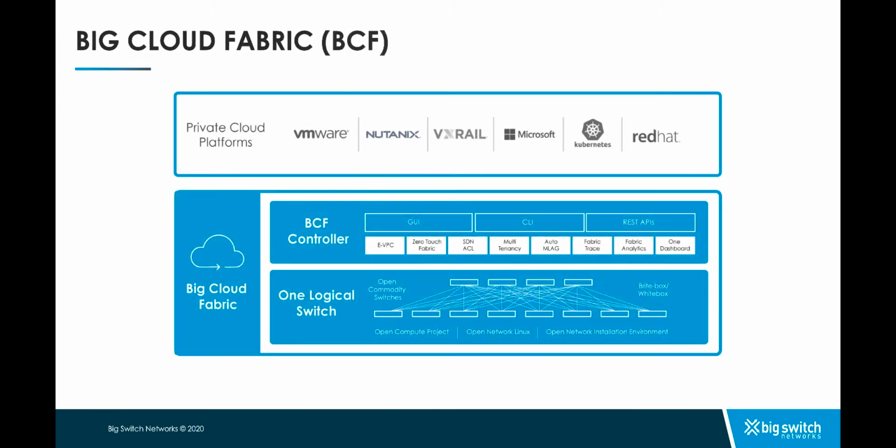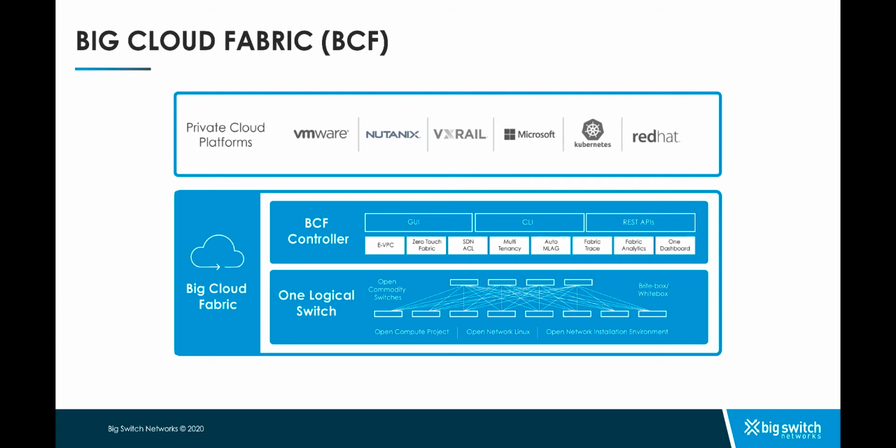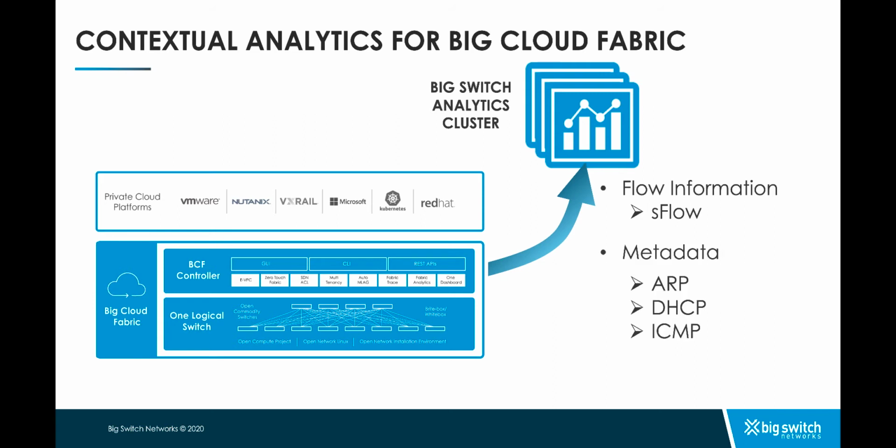Big Cloud Fabric is a leaf-spine fabric built with open networking switches and acts like a single logical switch controlled by the BCF controller. BCF automates networking for multiple private cloud platforms and now integrates analytics to provide visibility for every host in the network. Big Switch Analytics not only collects flow records but also processes metadata generated by BCF such as ARP, DHCP, and ICMP traffic, thus enabling the network admins to operate networks more optimally and securely.